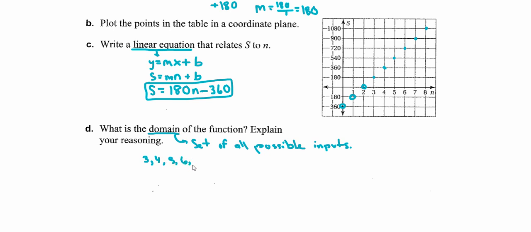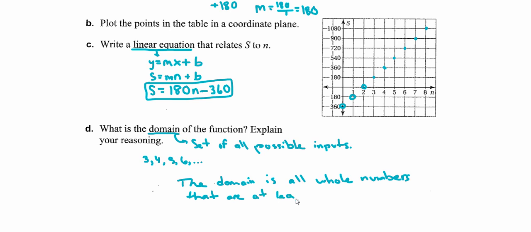Could I plug in a 6.5? Well, no, because you can't have half of a side of a polygon. So there is no data point between 6 and 7 because you can't have partial sides of a polygon. So I can plug in 3, 4, 5, 6, 7. So I'm going to say the domain is all whole numbers that are at least 3, meaning 3 or greater.